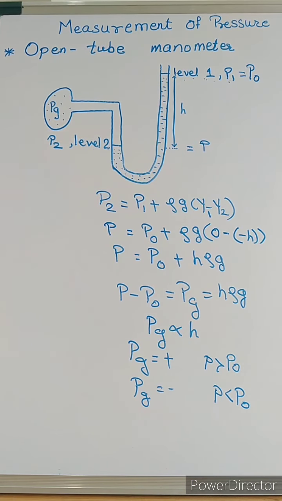In this video we have studied the different instruments which are useful for the measurement of pressure. One is the mercury barometer and the other is the open tube manometer. The mercury barometer is useful to determine the atmospheric pressure, whereas the open tube manometer is helpful to determine the gauge pressure.